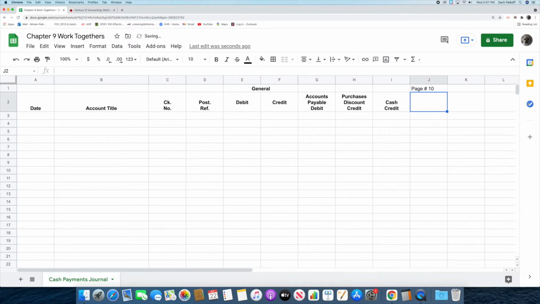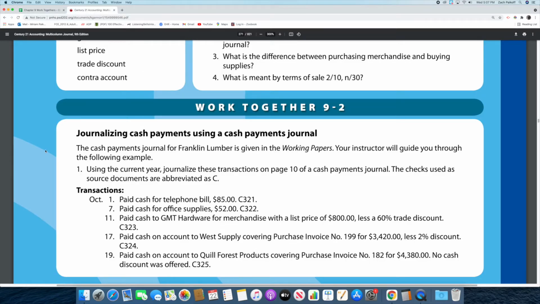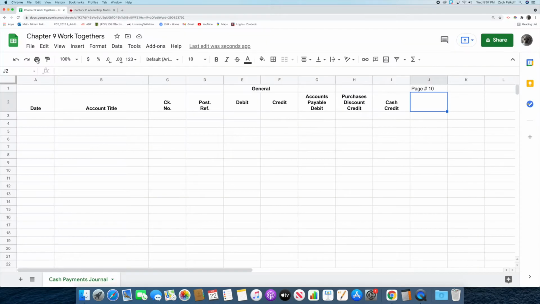Now that we have put in the page number for this cash payments journal, we are now ready to move on to the transactions. So this first transaction reads, on October 1st, paid cash for telephone bill, $85, check number 321. Okay, so for this transaction, the first thing that we're going to do is put in the date, which is October 1st of the current year, which is 2021, in the date column.